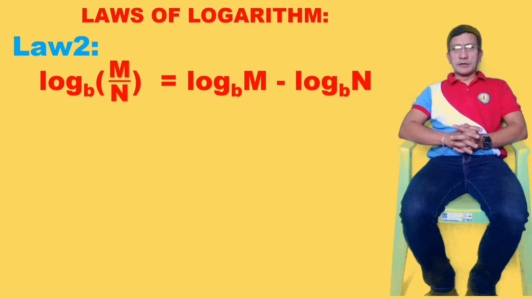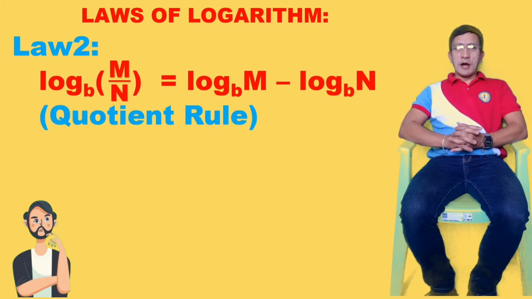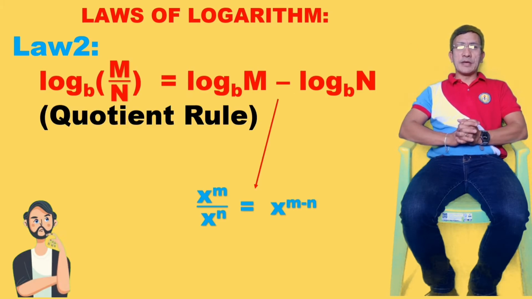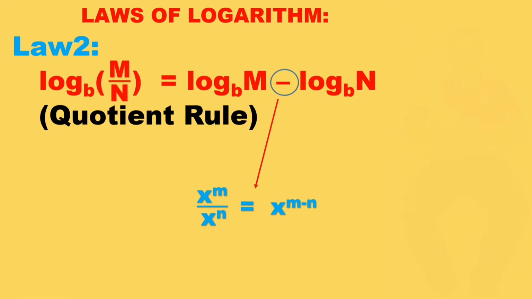Law of logarithm number 2 is log of quantity m over n with base b equals log of m with base b minus log of n with base b, which is called the quotient rule. The quotient rule came from the property of exponent called quotient of powers: x to the m over x to the n equals x to the m minus n. That's why in this law number 2, we just subtract the logarithm of n from the logarithm of m.